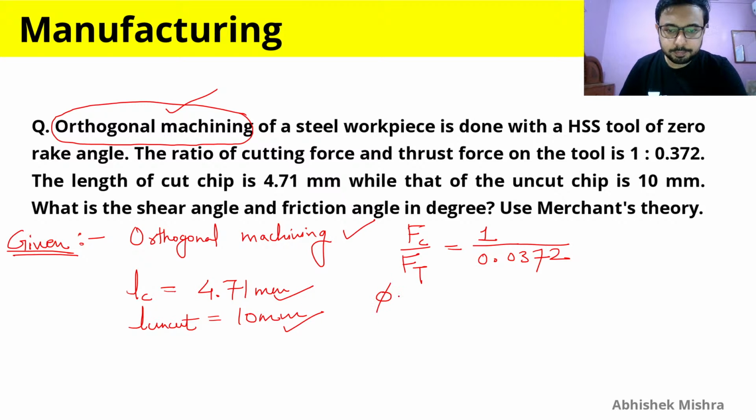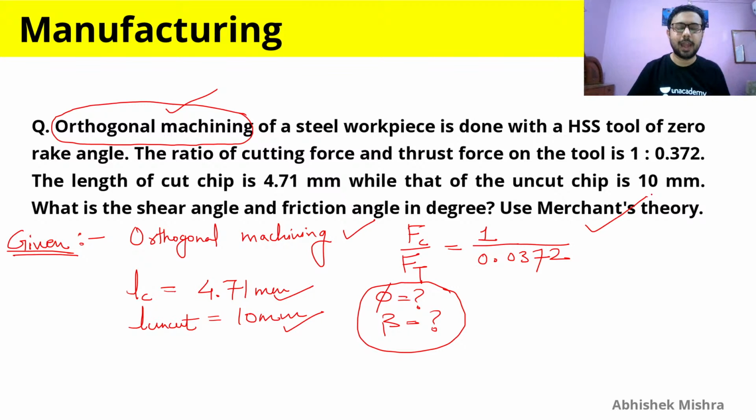So shear angle and frictional angle beta is asked, and it is given that we have to use Merchant's theory to calculate that. So we have to use Merchant's theory to calculate our shear angle and beta. But here again, a very important thing that you have to notice is that the shear angle and beta, that is the frictional angle, we can calculate them even without using the Merchant theory in some questions.